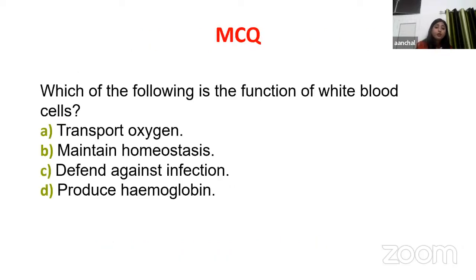Okay, now we have an MCQ, and all the students will have 10 seconds to answer this MCQ. A very easy one. Which of the following is the function of WBC? You have 4 options: transport oxygen, maintain homeostasis, defend against infection, and produce hemoglobin. Yes, the answer is C.